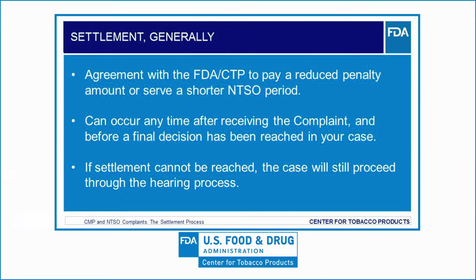So what is settlement? A settlement conference is simply a meeting between you and the FDA's Center for Tobacco Products to discuss your case. Settlement discussions are an efficient method for resolving your case without proceeding to a hearing. You can resolve your CMP or NTSO case through settlement, where you and FDA's Center for Tobacco Products agree to a reduced penalty amount, or NTSO period. Settlement can occur at any time after you have received your complaint and before a final decision has been reached in your case. If settlement cannot be reached, your case will proceed through the hearing process. We will discuss the hearing process in detail in the 5th webinar.